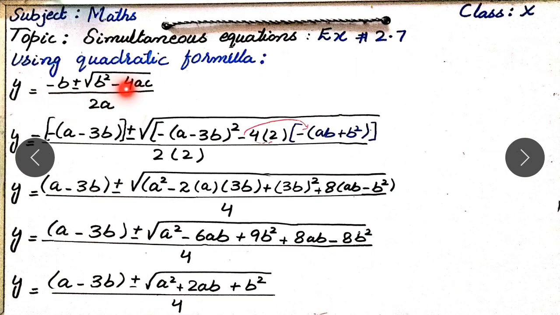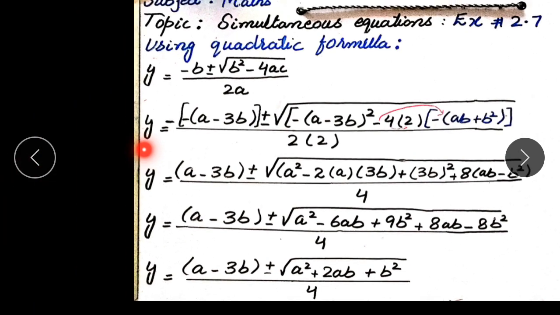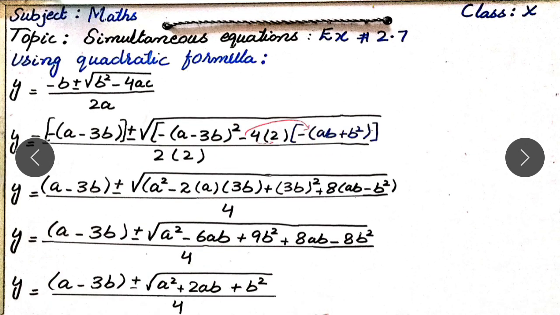Y is equal to minus b plus minus square root of b square minus 4ac divided by 2a. This is the quadratic formula. The value of b is written with minus as it is. This minus is the value of b, then the value of b, then minus 4a as it is, then the value of c. Minus minus will make plus, so a minus 3b plus minus, then you can see here that minus minus will be plus, and a minus 3b whole square, we can apply the formula a square minus 2ab plus b square. Now you can multiply this sign minus minus because here the bracket exists, so bracket shows multiplication, minus minus plus, and 4 2s are 8, and the value of ab and minus b square is written as it is.